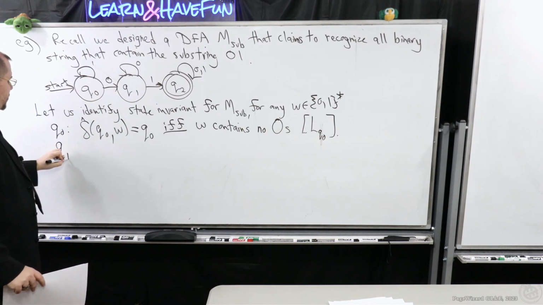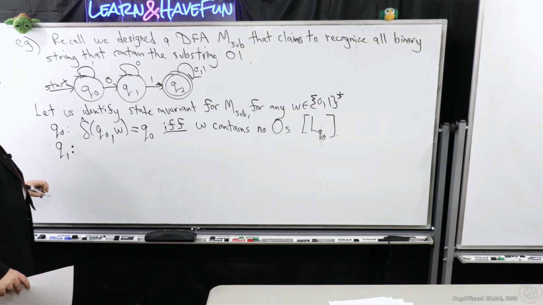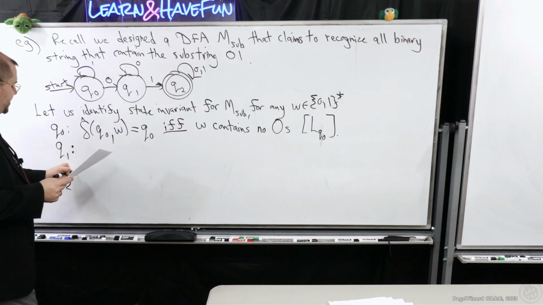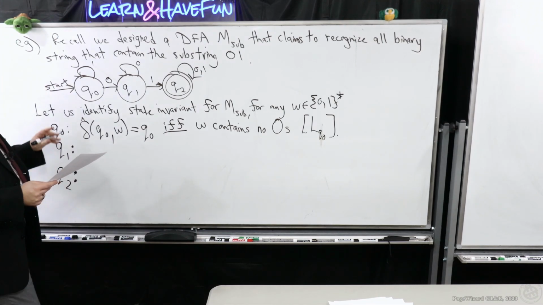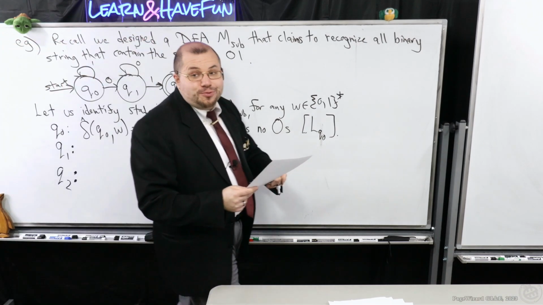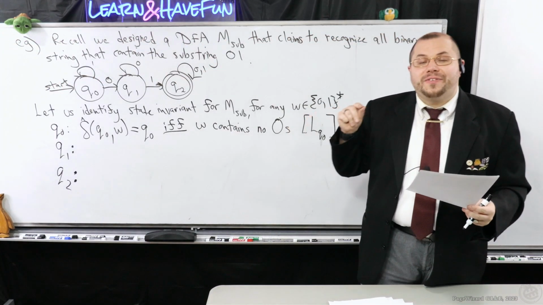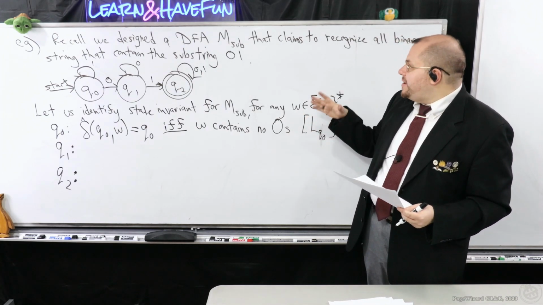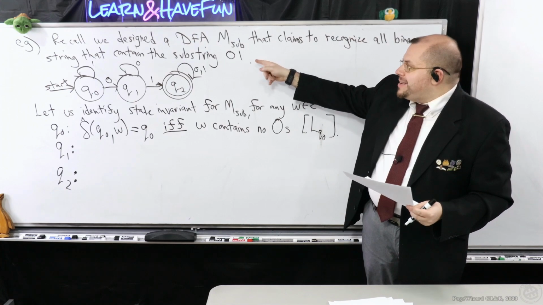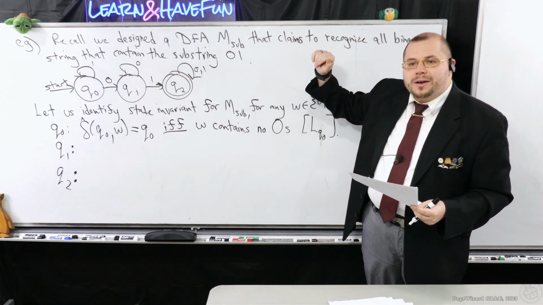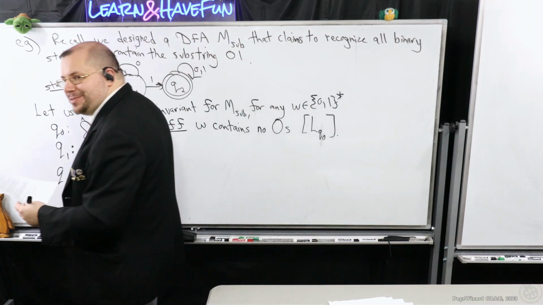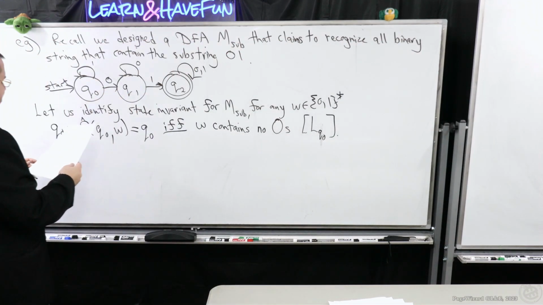So let's think about Q1 now. Actually, before we get to Q1, let's go to Q2. Q2 is the easy one, because Q2 is the final and accepting state. If we did this correctly, it has to be that it only accepts when the input string W contains the substring 0, 1. So that should be the invariant for Q2, since it's the only final or accepting state.